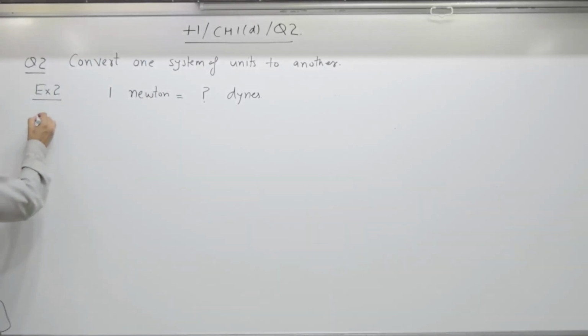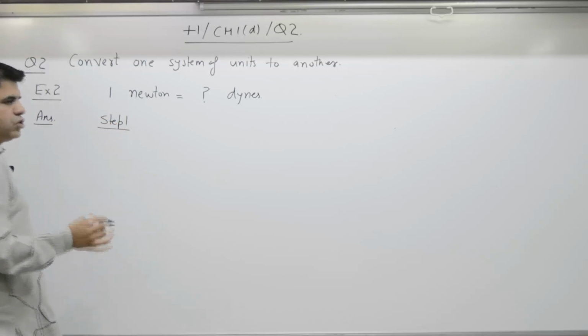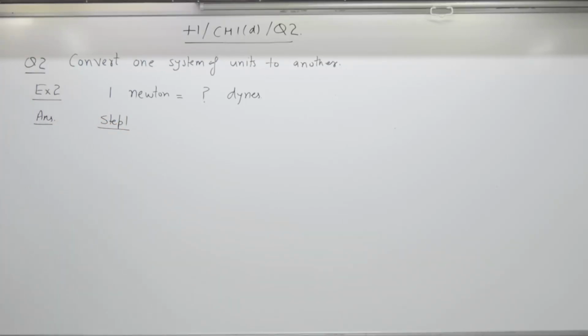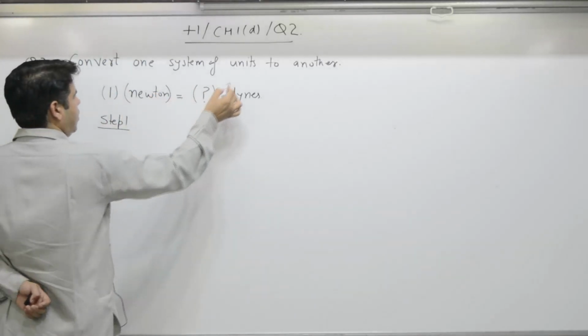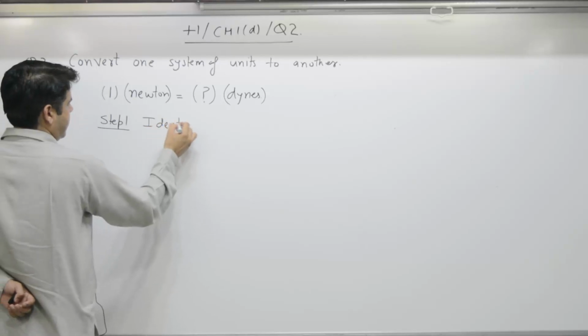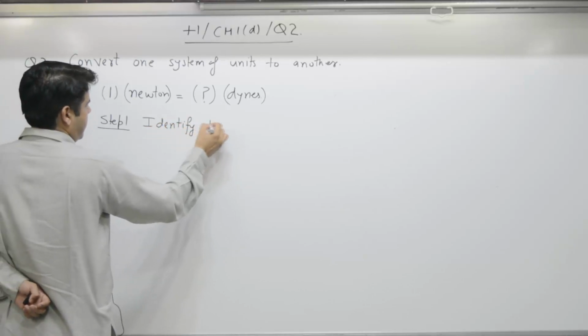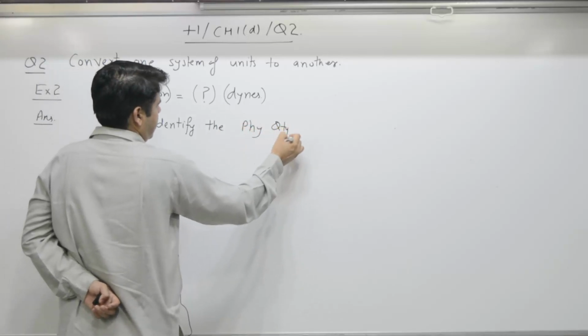Procedure. Step 1: identify the physical quantity. 1 Newton is equal to how many dynes? Identify the physical quantity.